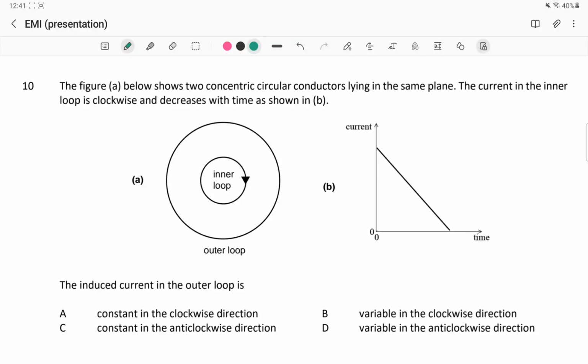In this question, we have the inner loop possessing a current. So the inner loop will create a magnetic field. If you use your right hand grip rule, you can know that within the loop, the magnetic field is pointing into the page. So let me draw plenty of crosses. Maybe I have drawn around 15.